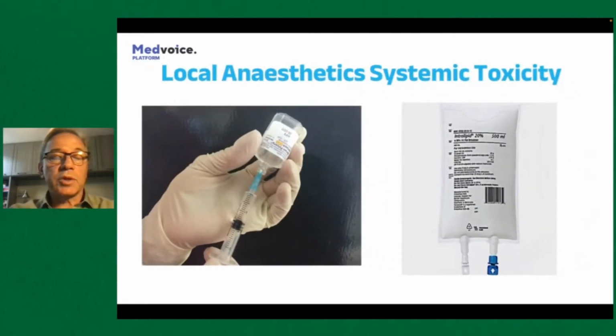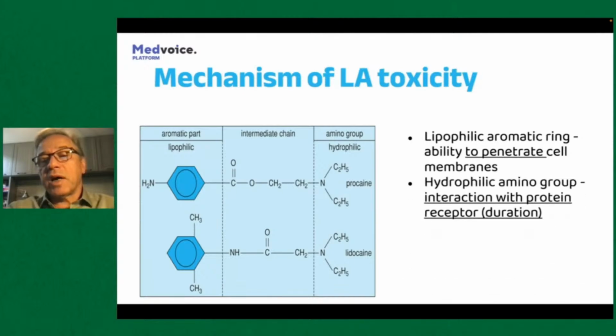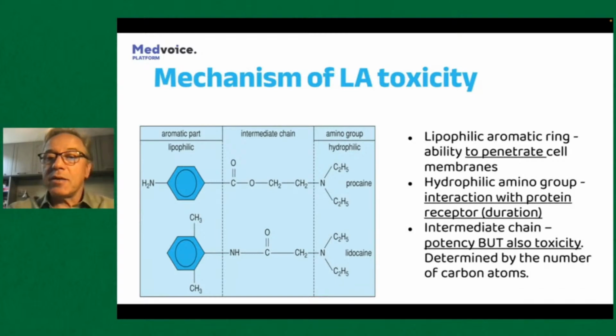Okay, now we're switching the topic and we're going to talk about local anesthetic systemic toxicity. So what is the mechanism of local anesthetic systemic toxicity? As we touched upon already, it's in the molecule of the local anesthetic. We have a lipophilic aromatic ring, which helps us to penetrate the cell membranes. We have a hydrophilic amino group, which interacts with the protein, hence it gives the duration of action, and the intermediate chain determines the potency, but also determines the toxicity.